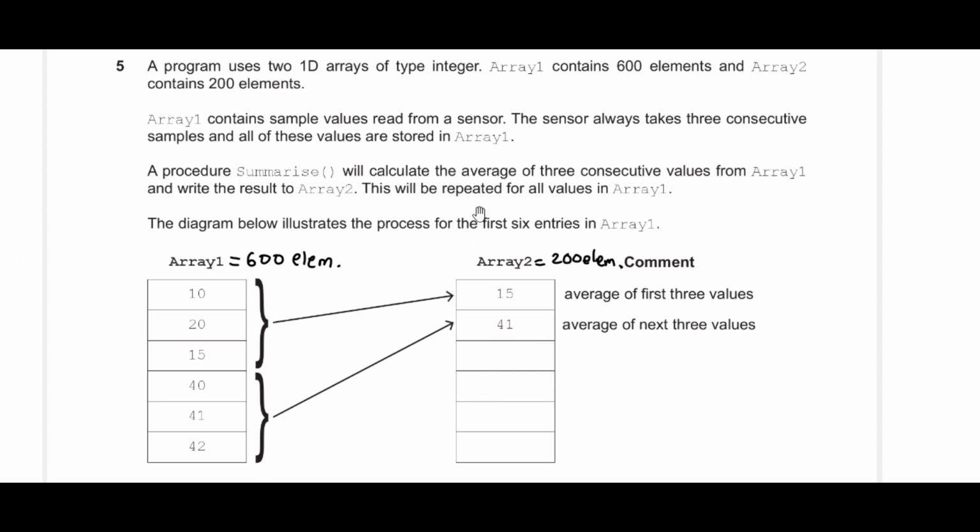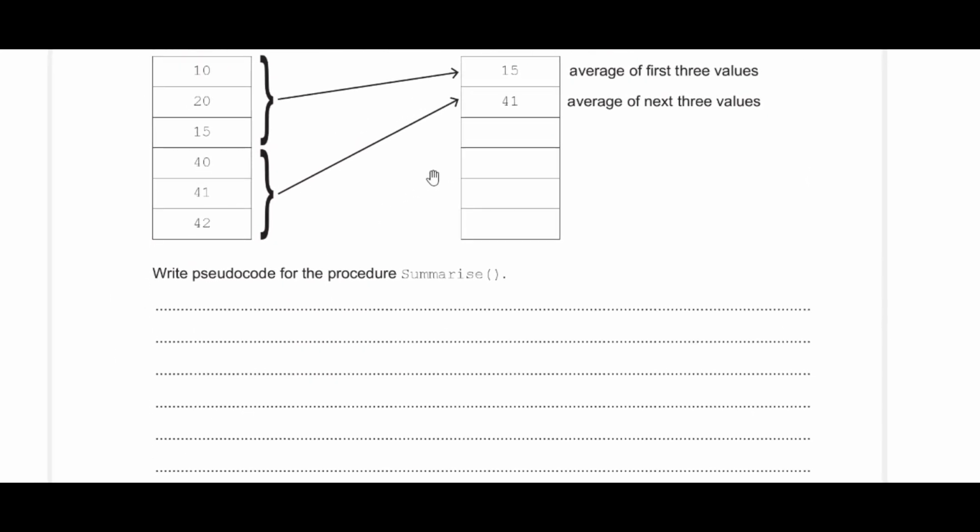Okay, so the diagram below illustrates array 1. Write pseudocode for the procedure summarize. So procedure summarize will calculate the average of 3 consecutive values from array 1 and write it to array 2. This will repeat for all values in array 1. So we're going to be assuming for this question that these are already written arrays, and we just need to take the data and calculate with it. So let's go ahead and get started.